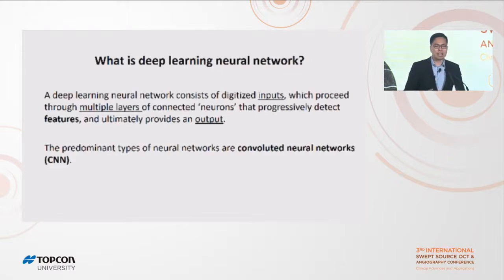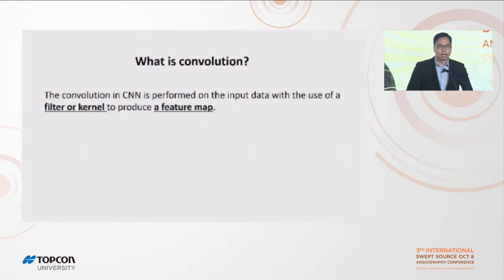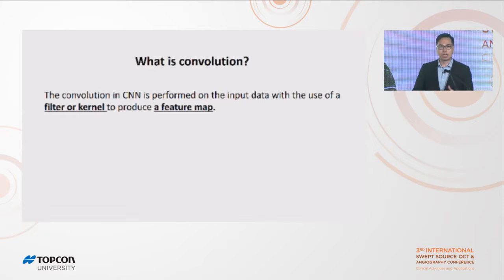And the predominant types of neural networks are the convolutional neural networks, or CNN. And all the studies right now, particularly in ophthalmology, most of these studies are based on CNN. But what is CNN? What is convolution? Convolution in CNN is performed on the input data with the use of a filter or a kernel to produce a feature map. So convolution is about merging of data, the merge between the input data and the filter.